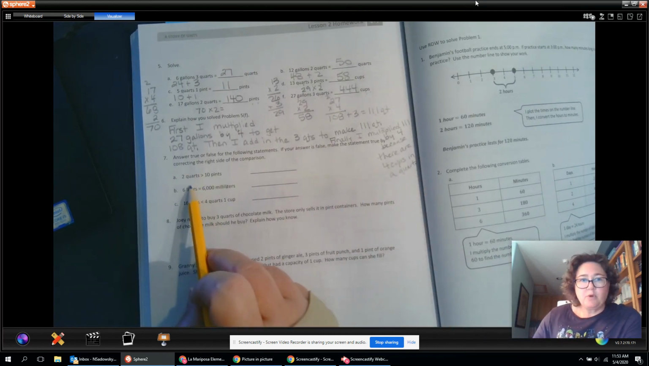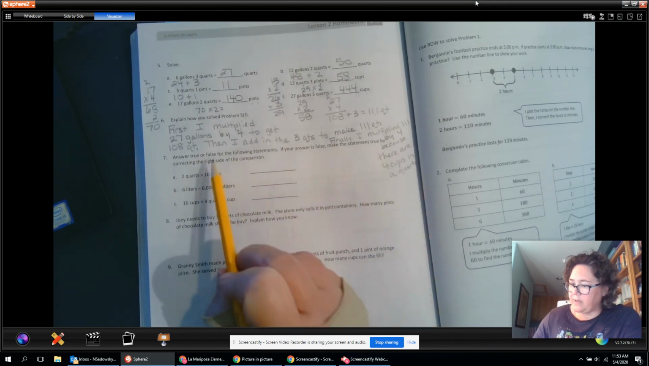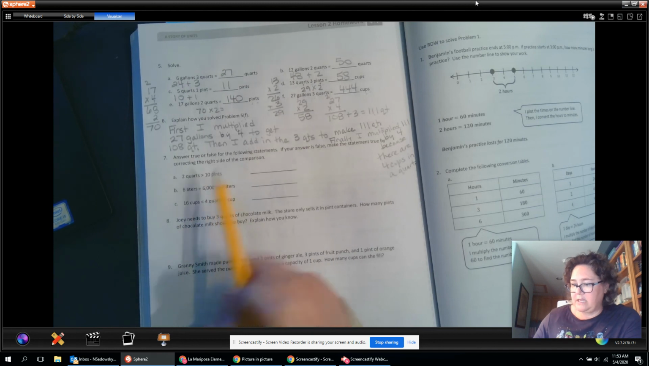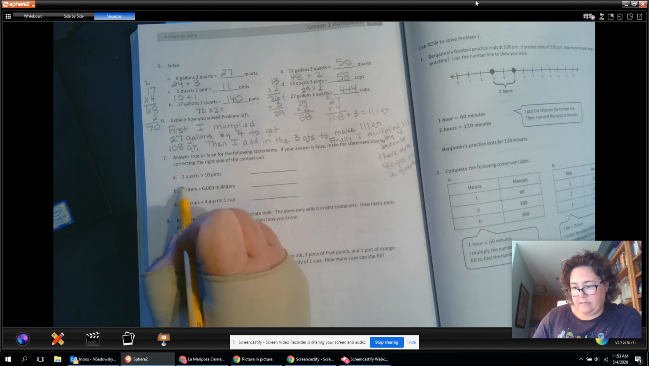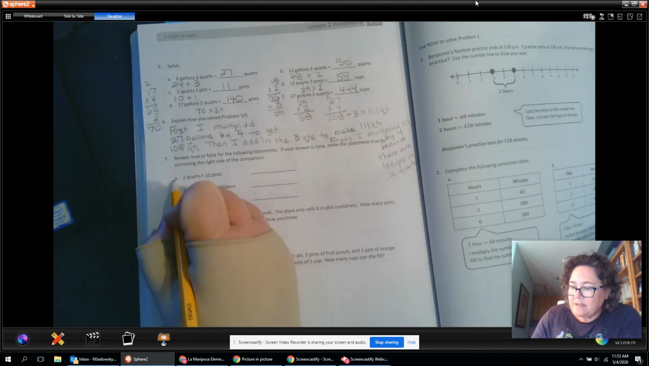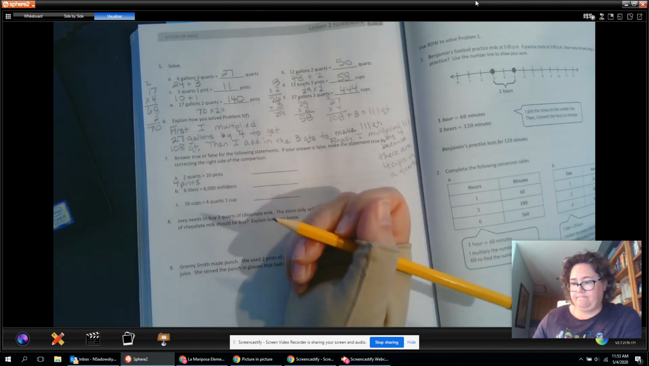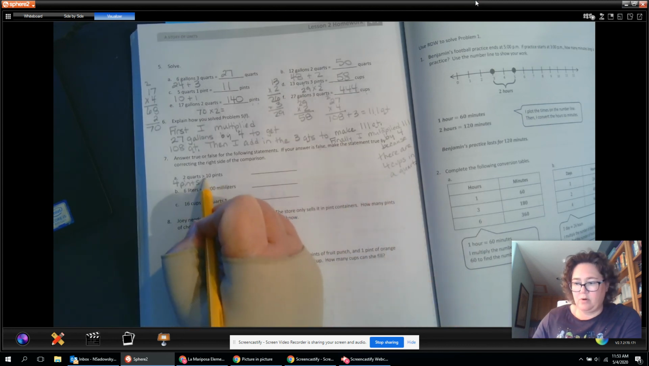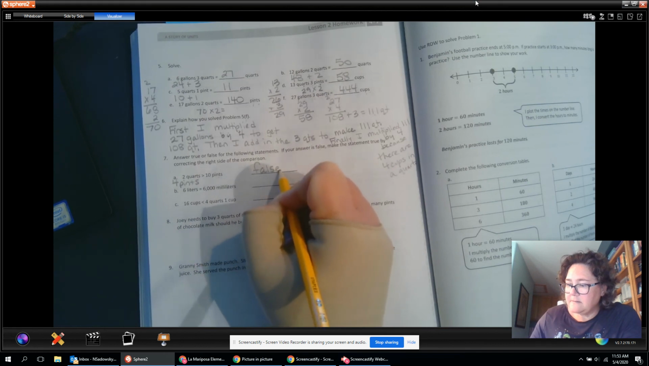Down here, more true, false. And if it's false, we make it true by correcting the right side. So 2 quarts is greater than 10 pints. Well, there's 2 pints in a quart. So 2 times 2, this would be like having 4 pints. 4 pints is definitely not more than 10 pints. So this is going to be false.